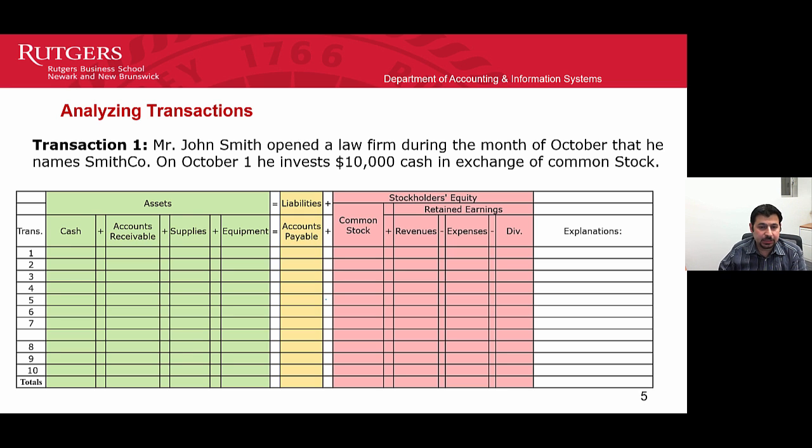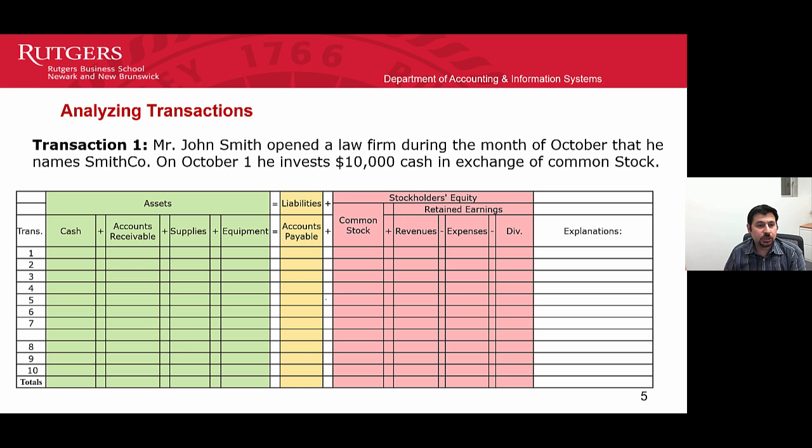Now we will be analyzing some transactions in order to identify the accounts that were involved and how these accounts have changed. So when we analyze a transaction, the first thing we need to do is to identify those accounts that are involved in this transaction, and then we need to see how they changed. Did they increase or decrease?